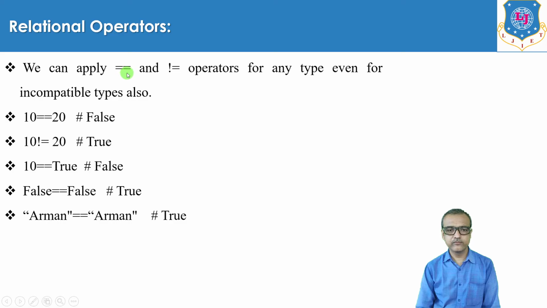We can apply equal to and not equal to operators for any type, even for incompatible types also. See, is 10 equals to 20? No. So the output of this statement is false. 10 is not equals to 20, definitely this is true. Is 10 equals to true? No, so the output in this case is false. Is false equals to false? Yes, so the output in this case is true. Is the string Arman equals to Arman? Yes, so the output is true.